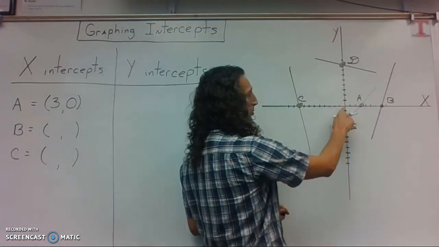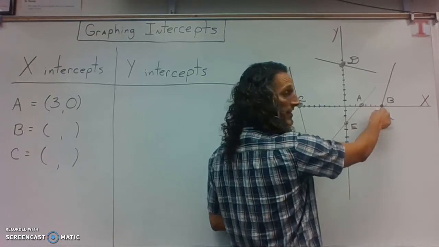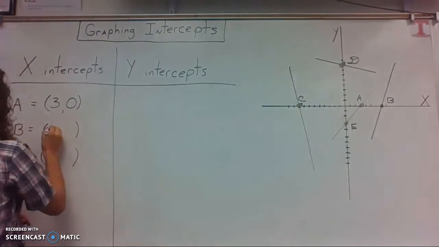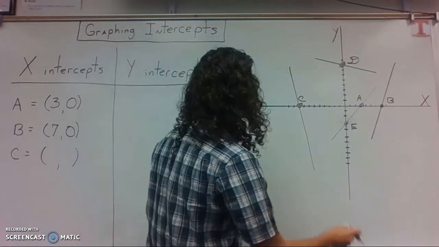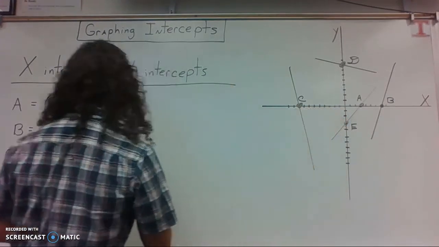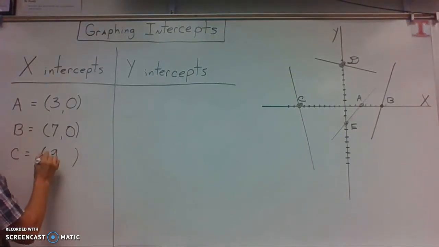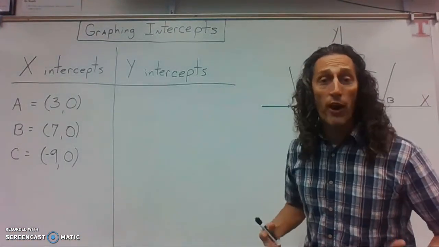I go back to my origin. I go to B: 1, 2, 3, 4, 5, 6, 7. I'm already there. No up and down. Hopefully you guys start seeing the pattern. So this is at (7, 0). Then I'm going to skip to C: 1, 2, 3, 4, 5, 6, 7, 8, 9. Negative 9 on the x, and 0. What do they all have in common?